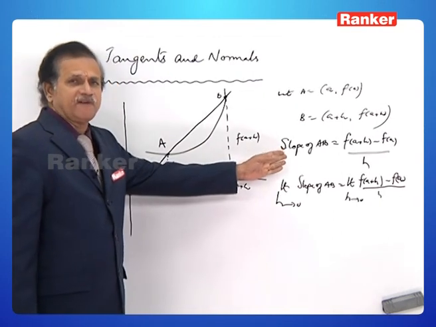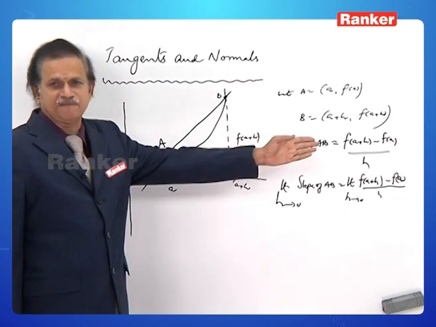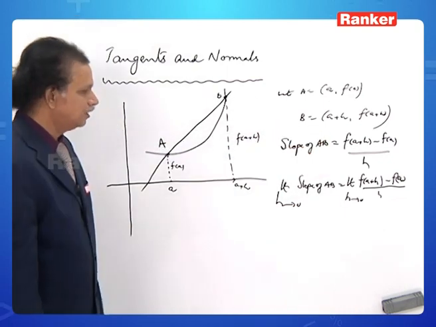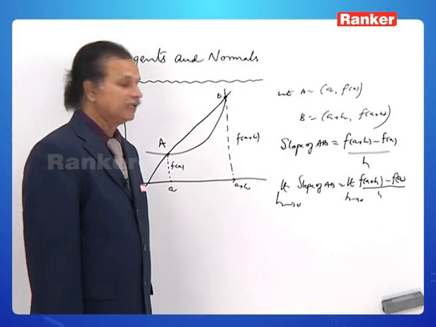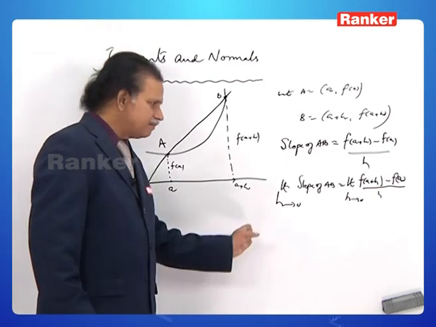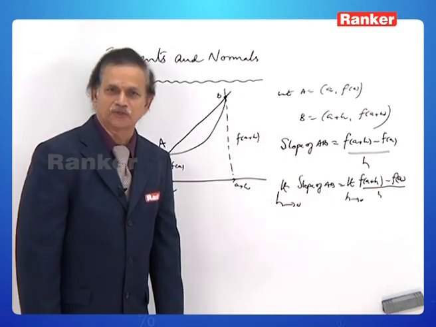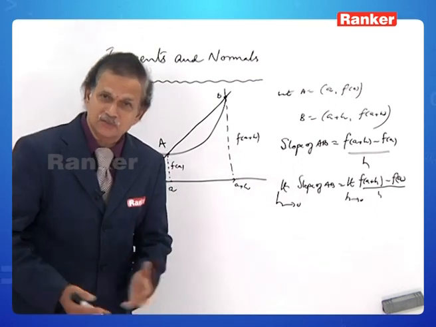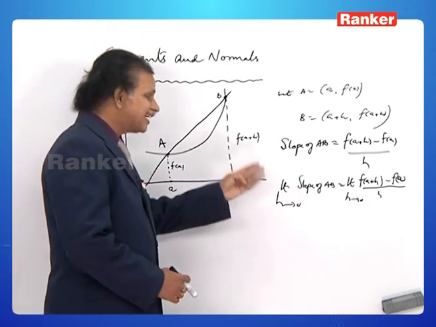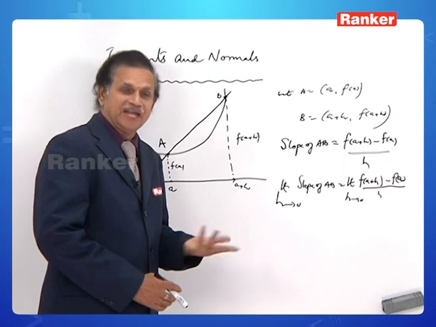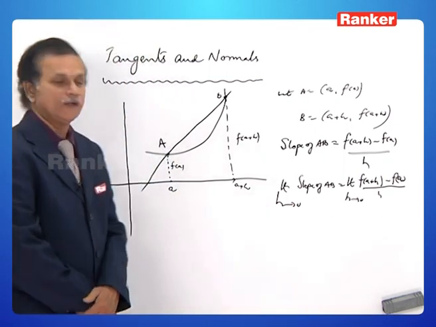No proof is required for this. Slope of AB is [f(a+h) - f(a)]/h. Everybody can say okay, we have just taken limits on both the sides as h tends to 0. Now try to understand what happens to the fate of AB as h tends to 0.